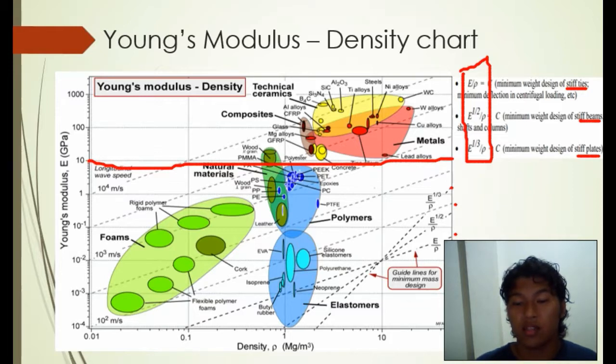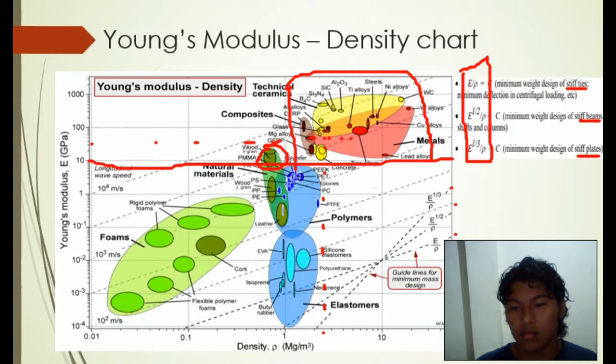If we see that the structure will be used in the environment, we can't use wood because of the humidity, so we need some stronger material. Then we see the density, and we see that the values that we consider give us a small group of materials.